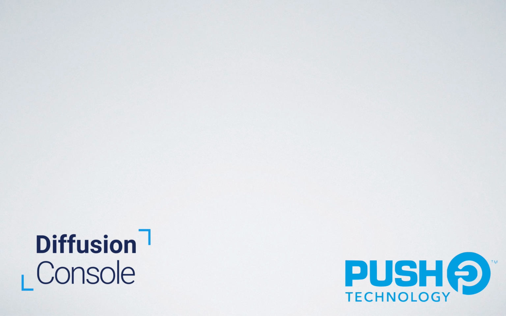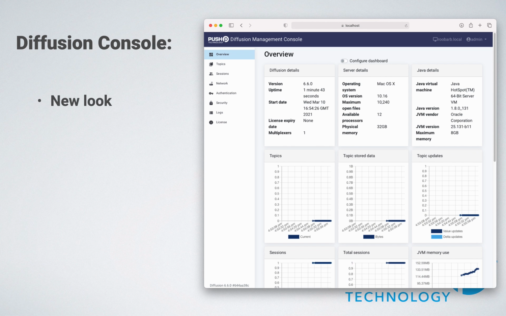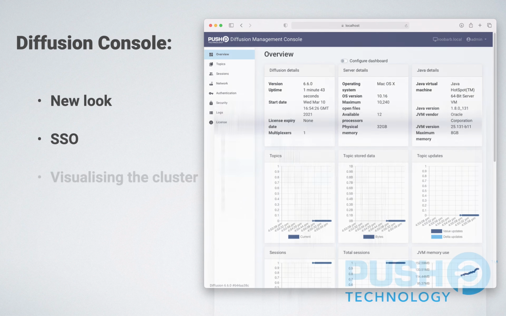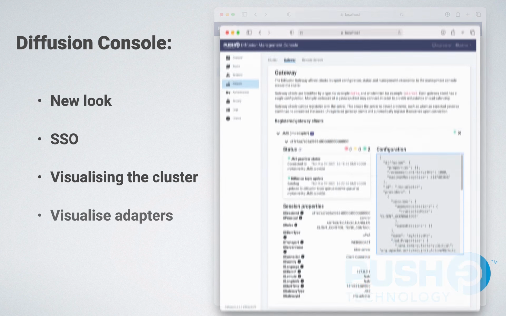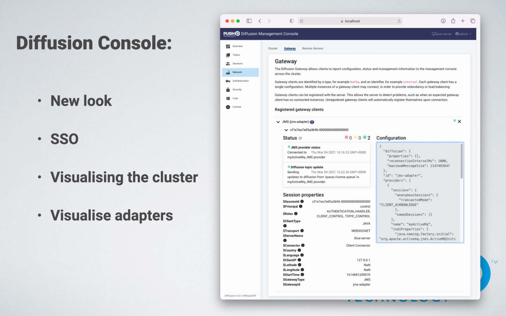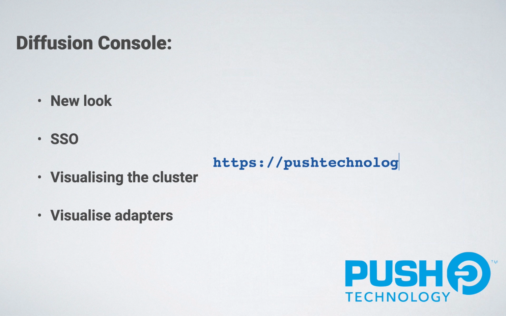And finally, the Diffusion console, spanning all three categories, now has a gorgeous new look and feel that we think you'll love. The console now supports single sign-on, and also boasts a view of all servers and registered adapters in your Diffusion cluster. Clicking on the adapter, we can see its status and current configuration, and right now this is supported by the JMS and Kafka adapters. Read more about it at pushtechnology.com/blog.